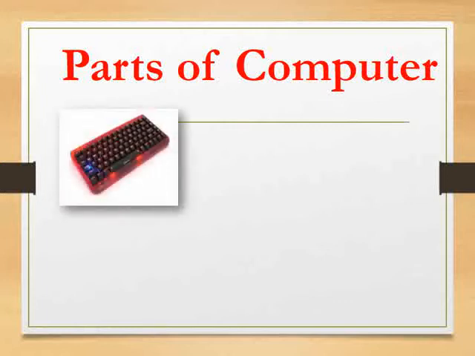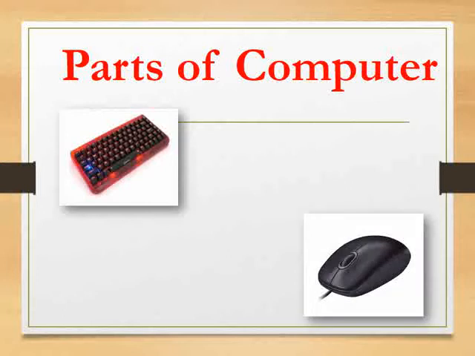So first of all, keyboard. Keyboard is an input device that is used to give data to the computer in the form of text. So next is mouse. Whenever we have to draw images, fill colors in them, then we are going to use the mouse. So it is also an input device.